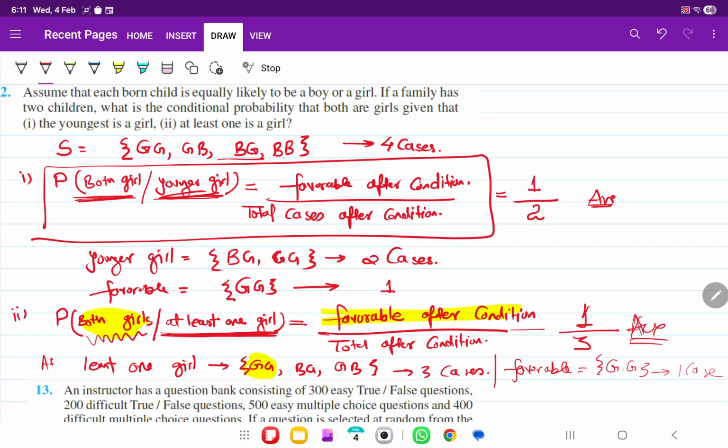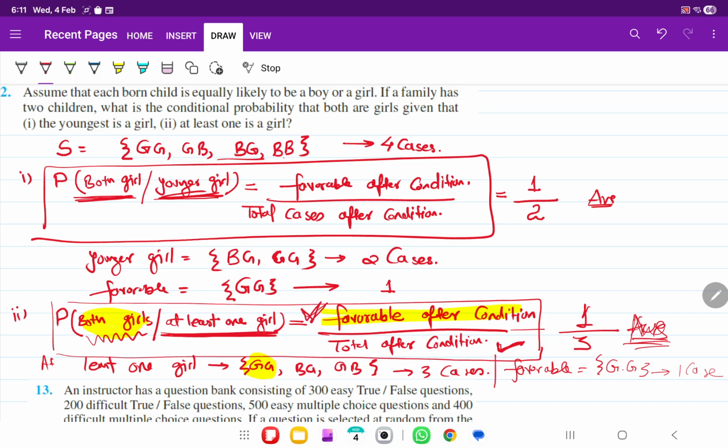So this is the final answer. So remember, this is the formula that we will apply. Out of all cases, only those cases which are after the condition, and those cases which are favorable after the condition.